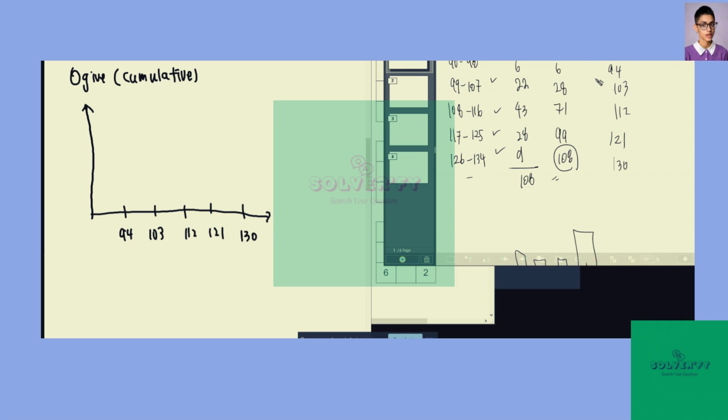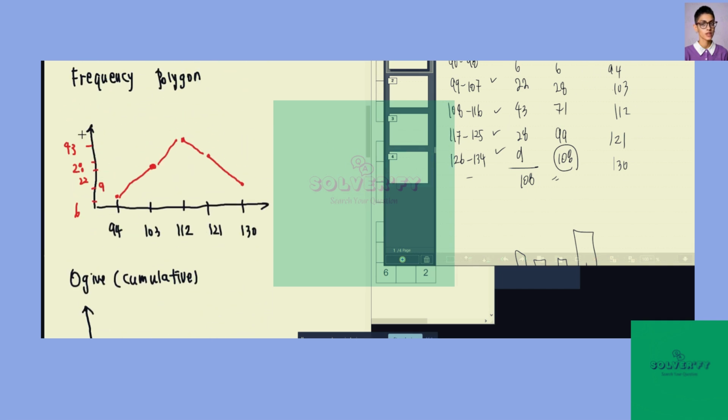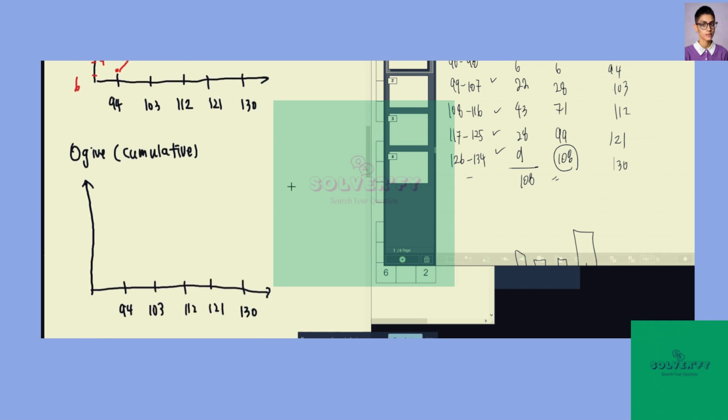Our cumulative frequency is higher than these numbers, so it's going to be a lot bigger. The highest point is at 130, and then 121 and 112. I'm sorry, I put the wrong information. This one here. So here 108, then 99, and 71, 28, and very close to 0, 6.